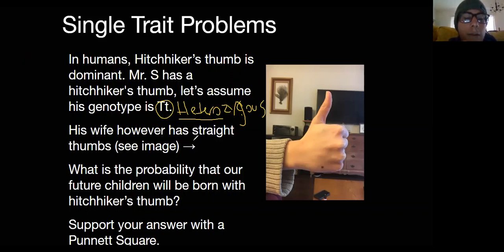His wife, however, has straight thumbs. You can see this image. Nice and straight. Doesn't bend backwards when you give your thumb. So see, even I have the hitchhiker's thumb. When I put my thumb up, it bends backwards versus her thumb stays nice and straight when she bends it. What is the probability that his future children will be born with hitchhiker's thumb? Let's try this. What we're going to do is create a Punnett square. Where do I want to make this? Let's make it right here.